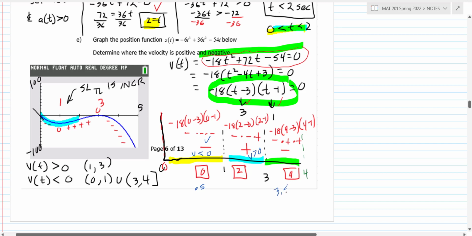And then I picked a test point bigger than 3. You probably should have picked 3.5 because this was supposed to come to an end at 4. But it doesn't really matter. You get the same result anyway. So I plugged a 4 in. I got a negative. So that means that you have a negative velocity.